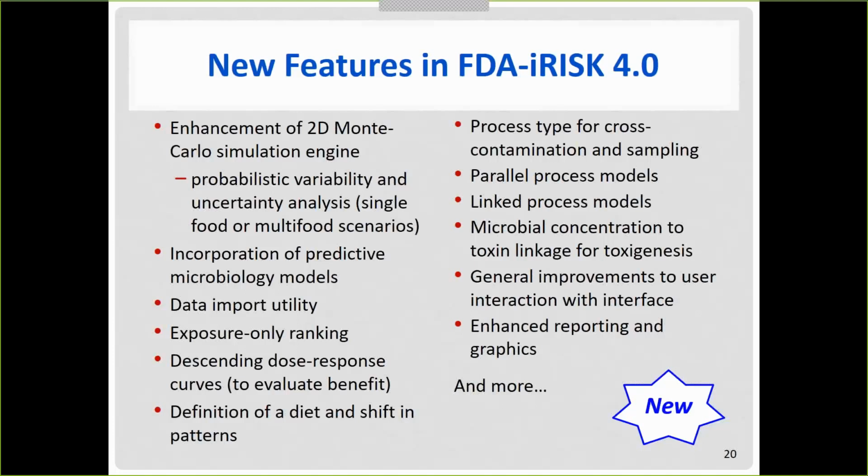There are several new process types, for example, to evaluate sampling and to evaluate cross-contamination. In version 4, there is greater flexibility in modeling the hazard behavior throughout the food production and processing process. For example, the ability to create parallel process models, linked process models, and microbial to chemical linkage to evaluate toxigenesis. There are many other new features, such as exposure-only ranking, and new features behind the scenes to enhance reporting.